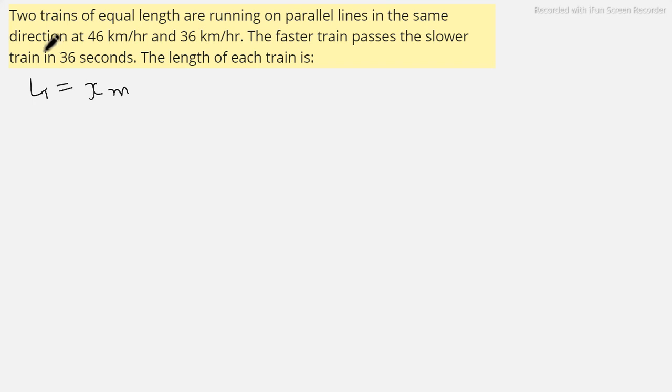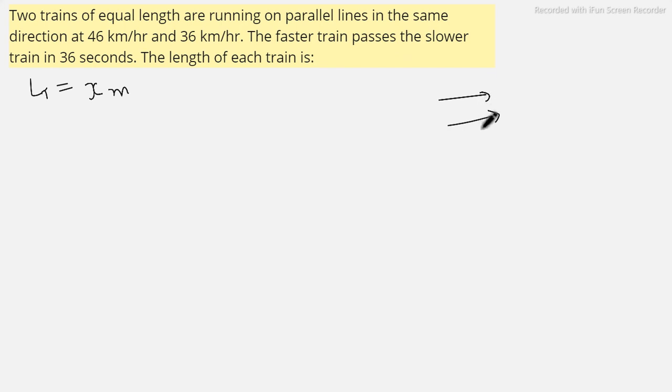Now here the speed is given in kilometer per hour, but what do we have to find? The length of each train. The length of the train will be coming in meter only. So it is better to convert this kilometer per hour into meter per second. Instead of converting individually the 46 and 36 kilometer per hour, what we need to do is find the effective speed, because two trains are running on parallel tracks and in the same direction.